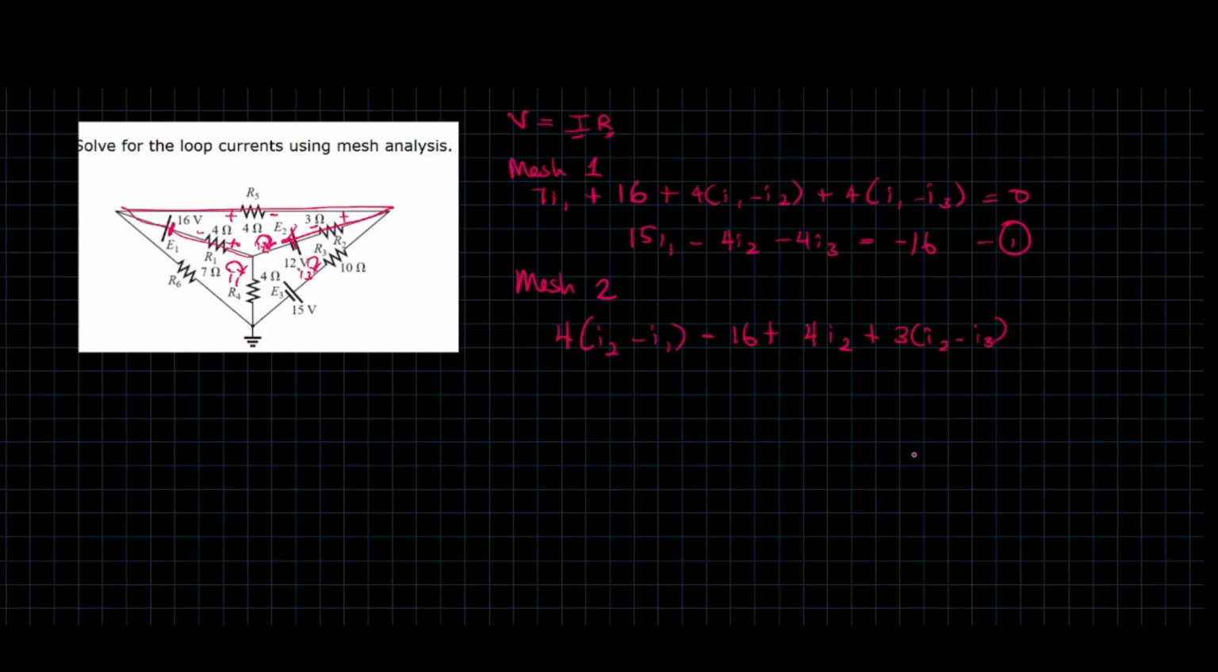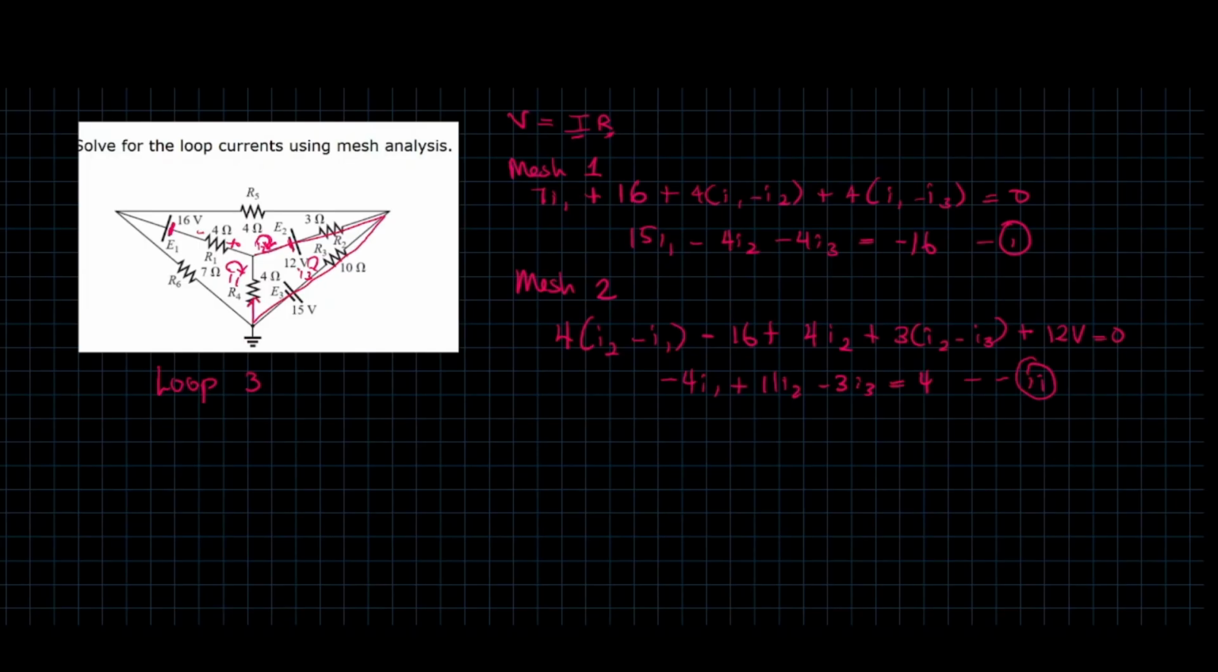Then this particular one, the positive sign is first, so it will be plus 12 volts equals 0. Simplify this, and you're just going to get minus 4 I1 plus 11 I2 minus 3 I3 equals 4. Then for your mesh loop 3, let me erase this so we can see clearly. It's going to go like this.